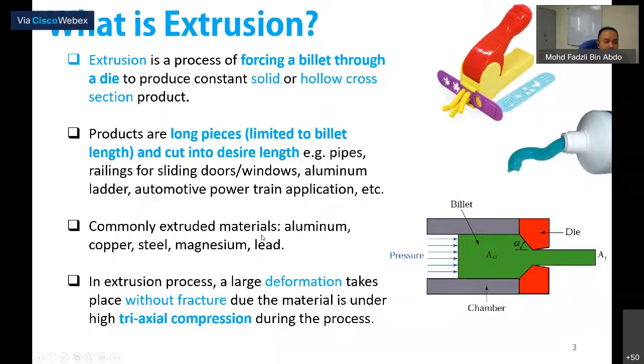Okay. Commonly extrude material are aluminium, copper, steel, magnesium, and juga lead. Okay. In extrusion process, a large deformation takes place without fracture due to the material is under high triaxial compression during the process.